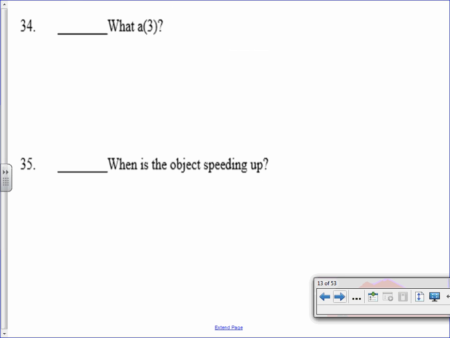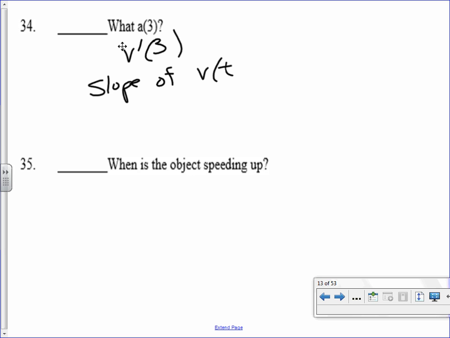Okay, what is acceleration at time 3? You're given a velocity graph, so relate it back to velocity. Acceleration is the first derivative of velocity. And the first derivative is the same as the slope. So it's the slope of v of t at t equals 3. Let's look at our graph and look at the slope there.